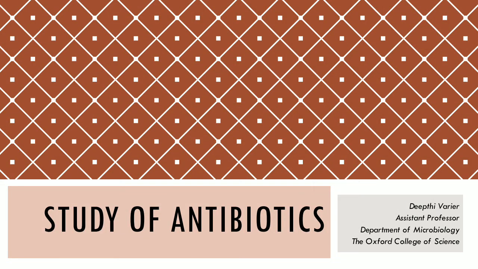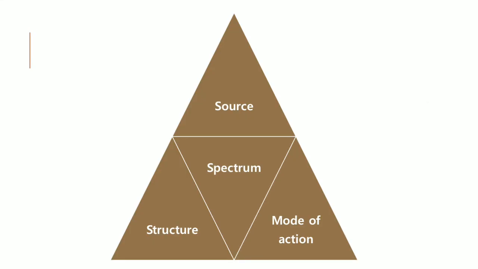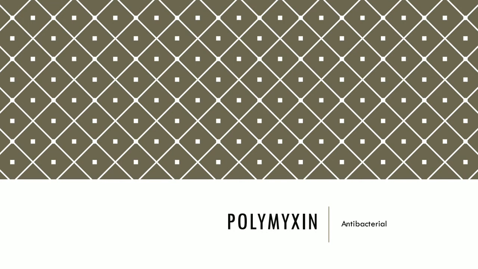In today's class on antibiotics, we'll be looking into two antibacterial antibiotics and one antiviral agent. For all three, we'll be focusing mainly on their source, the structure of that antibiotic in brief, the spectrum and its mode of action. So starting with the first antibiotic, that is polymyxin.